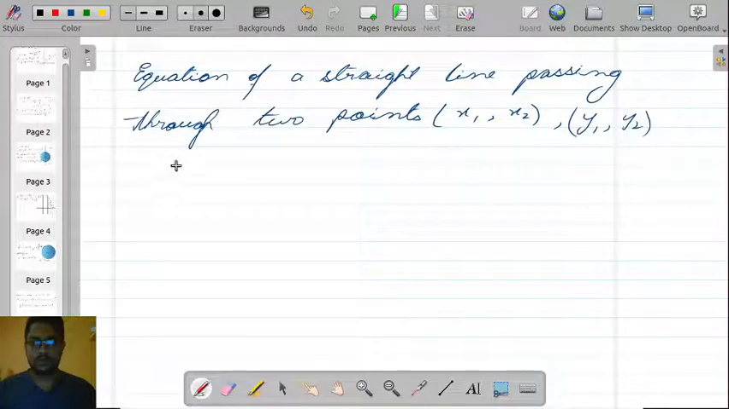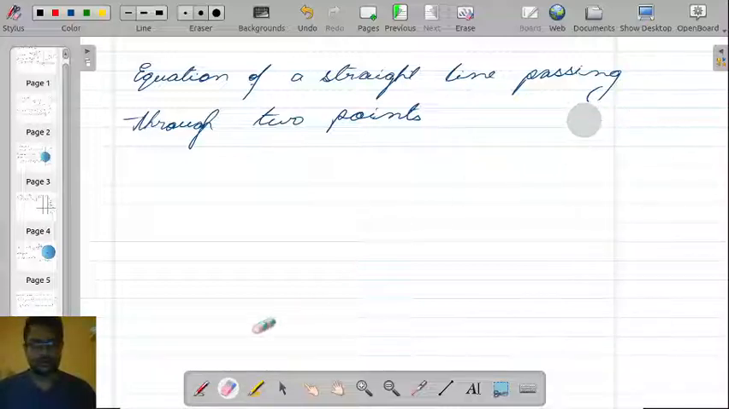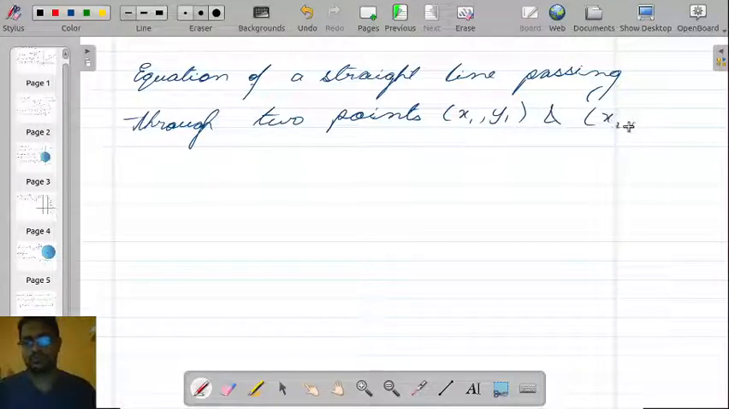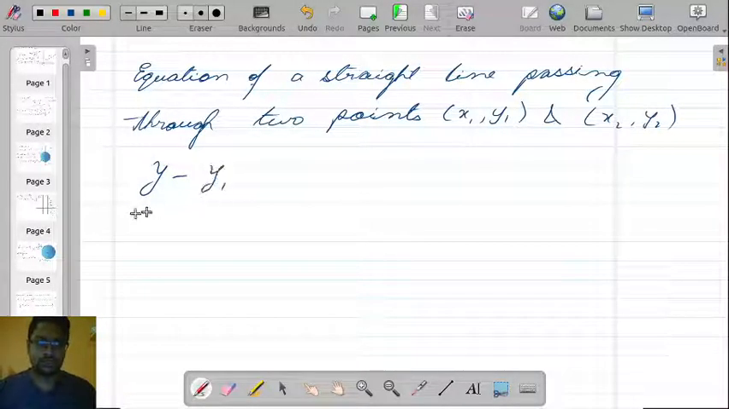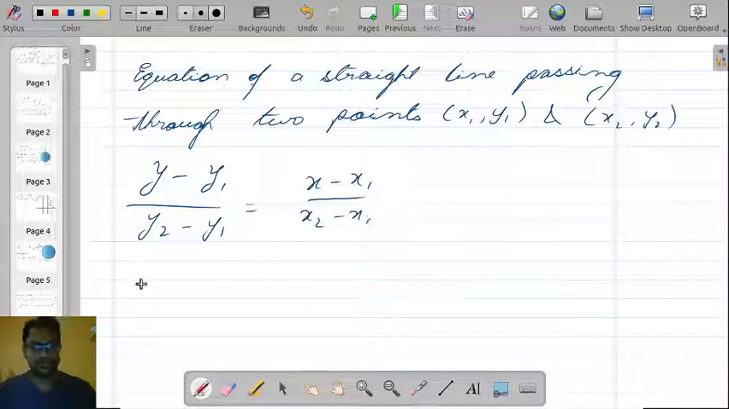So how do you represent this equation? Okay, let us use the original form only. We'll just change it afterwards. For passing through 2 points, (x1, y1) and (x2, y2), we know this equation is (y minus y1) by (y2 minus y1) equal to (x minus x1) by (x2 minus x1). Okay, this is the equation, right?